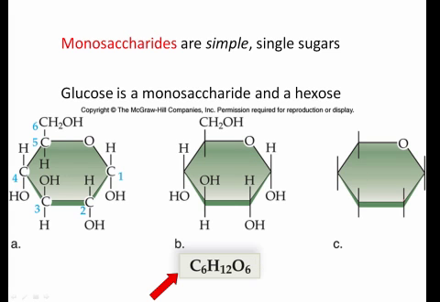Here's a diagram of glucose. Now don't let this scare you too badly. If we start over here on the left, you can see the carbons, and they're numbered 1 through 6. Each of those has an OH, a hydroxyl group in it. And there was a ketone.